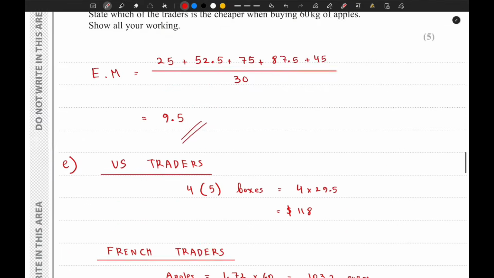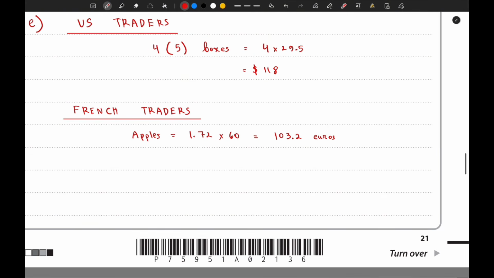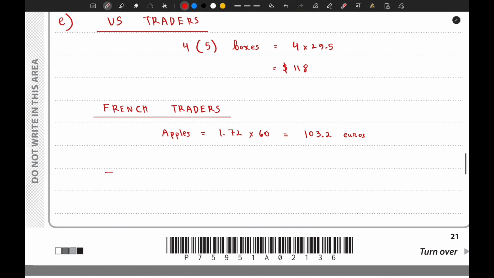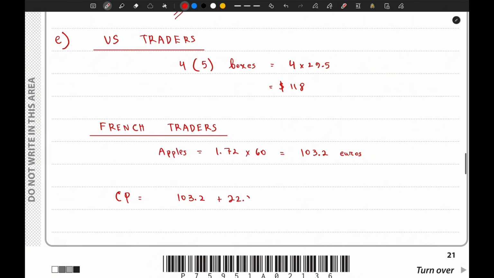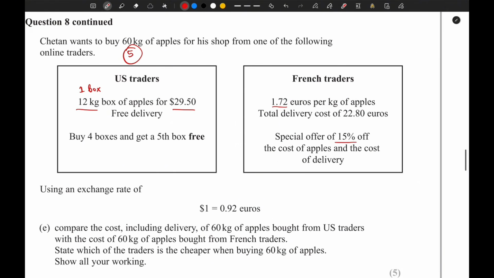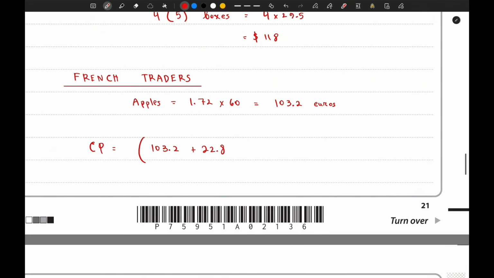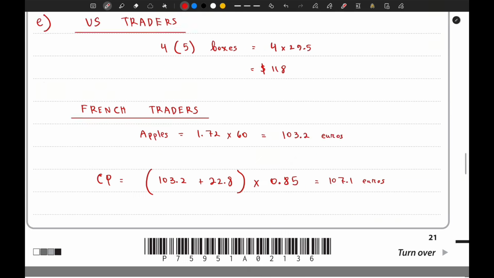Now let's add the delivery cost and find the total cost. So 103.2 plus the delivery fee, which is 22.8, and there is a special offer of 15% off the total cost of apples and delivery. So we can multiply this by 0.85, which gives us 107.1 euros. Now we need to convert this to dollars.